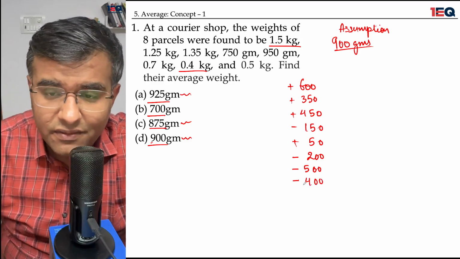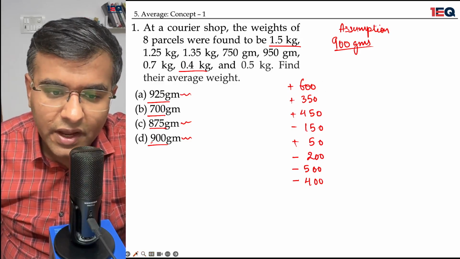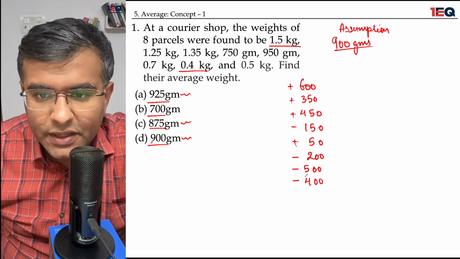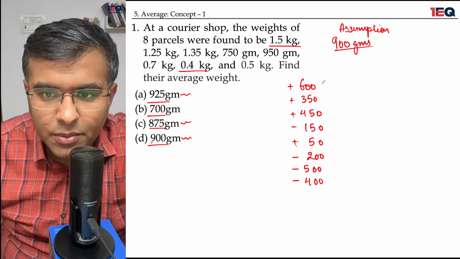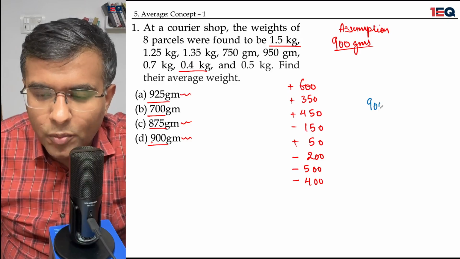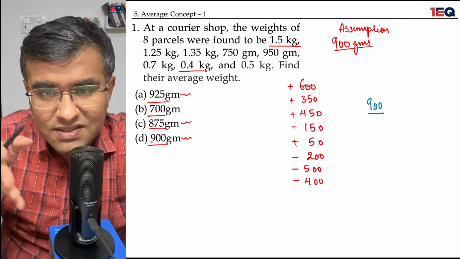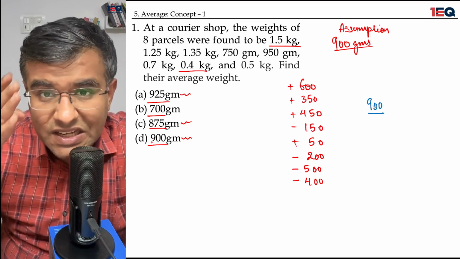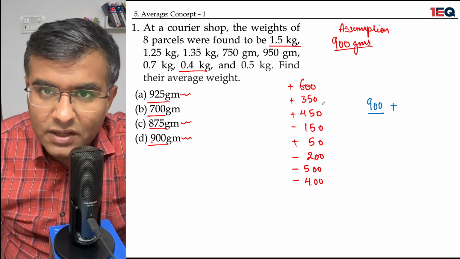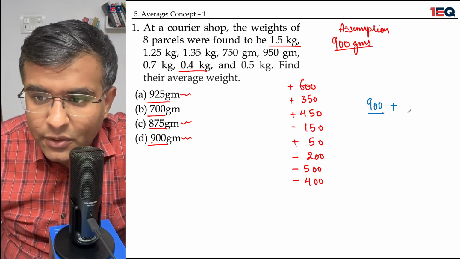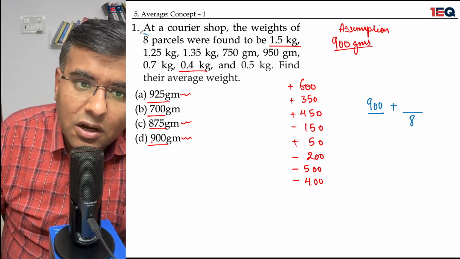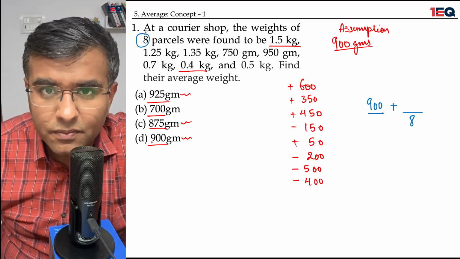So I have everything in place. I'll quickly round things up and find out the average. I hope you've understood that 900 is the assumed average which I'll have to write. There would be a plus or a minus depending on the calculation which comes out, and that would be divided by 8, because 8 was the total number of parcels available, right?